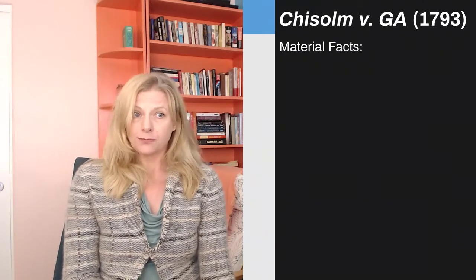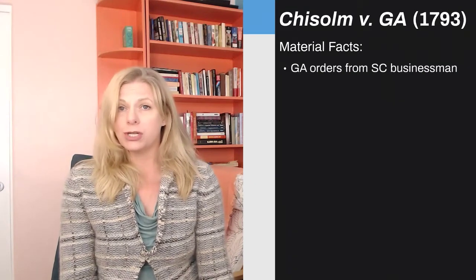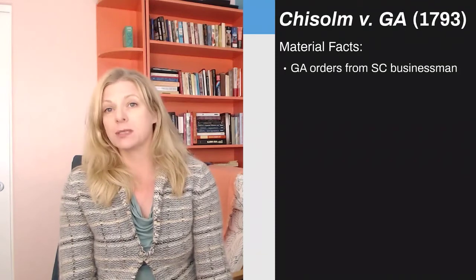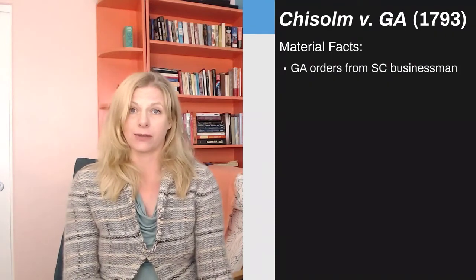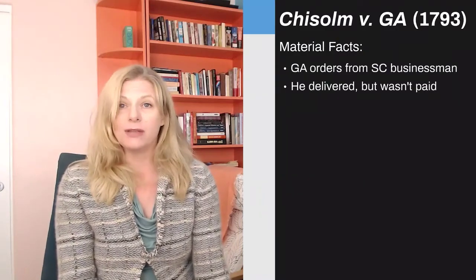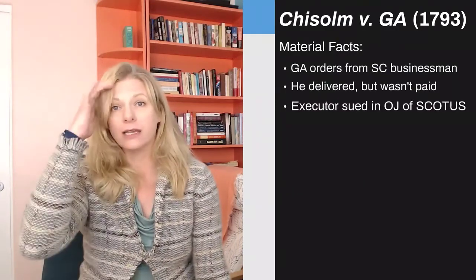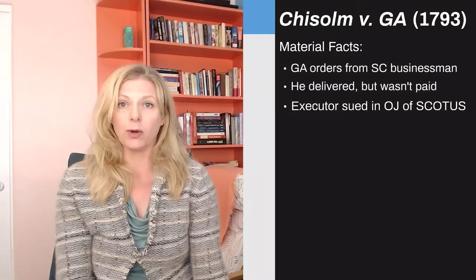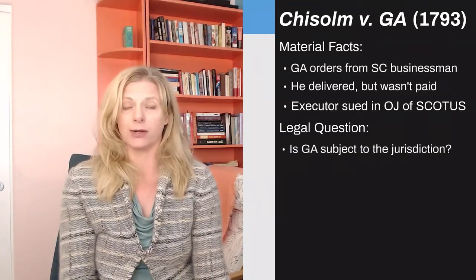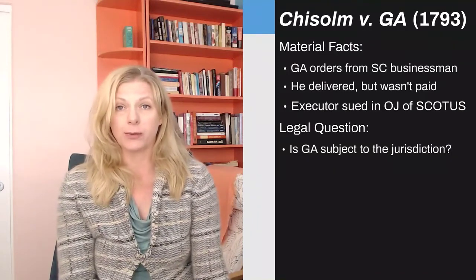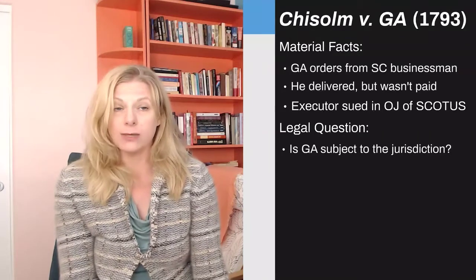In the case Chisholm versus Georgia, Georgia, the state, had ordered some supplies from a businessman from South Carolina. And of course, he delivered these supplies, but then was never paid. So the executor of his estate sued in the original jurisdiction of the Supreme Court. The legal question here was whether Georgia was subject to the jurisdiction of the Supreme Court. Georgia argued that it wasn't.